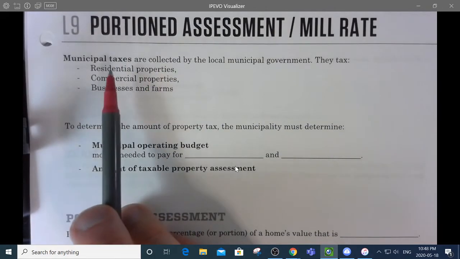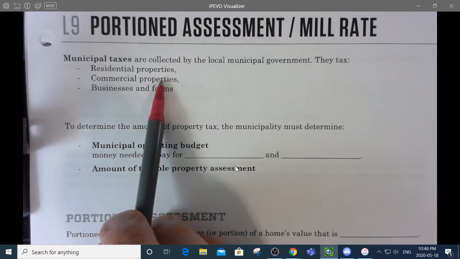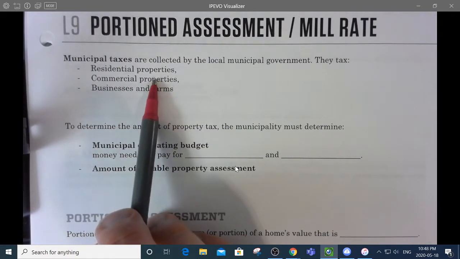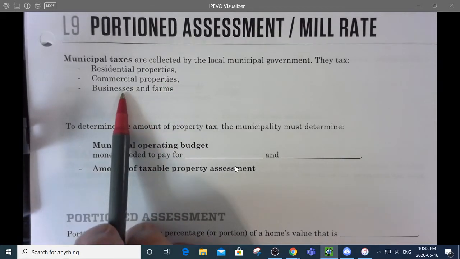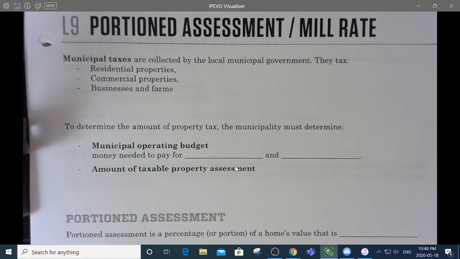That would be properties where people live, like housing and apartment buildings. Commercial properties would be things like businesses, buildings that are there solely for retail purposes or to produce materials. Other businesses, again, could be production of materials. It could be law offices, doctors' offices, or businesses. And yes, even farms pay some municipal taxes to their local community.